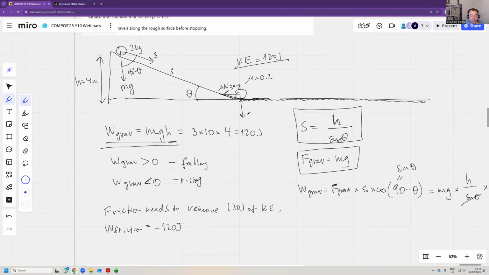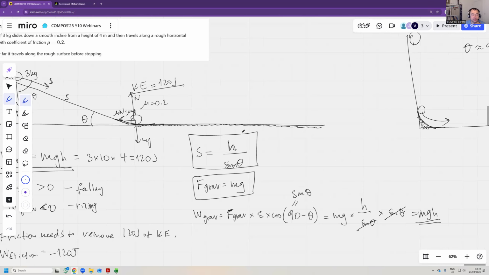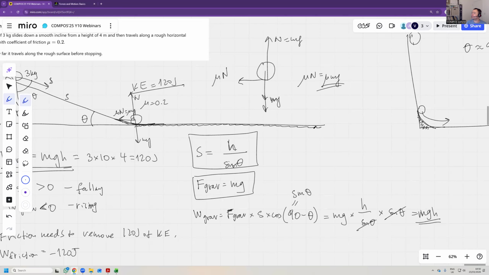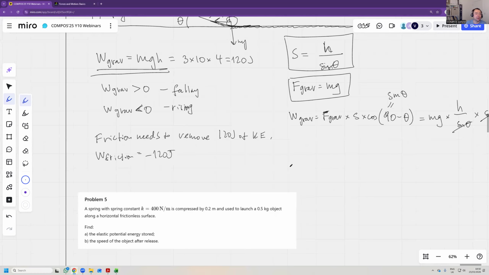Mu mg. This is mg. This is the normal force. Once again, this is the friction force, this is the normal force, and this is the mg. They're the same. So n is mg, and this is mu n, which is mu mg. So under normal circumstances, if you're sliding along the ground, the frictional force is mu mg. It's a very good thing to remember, mu mg.